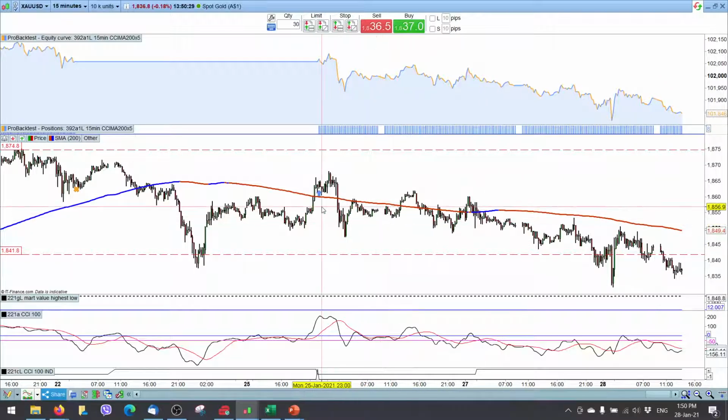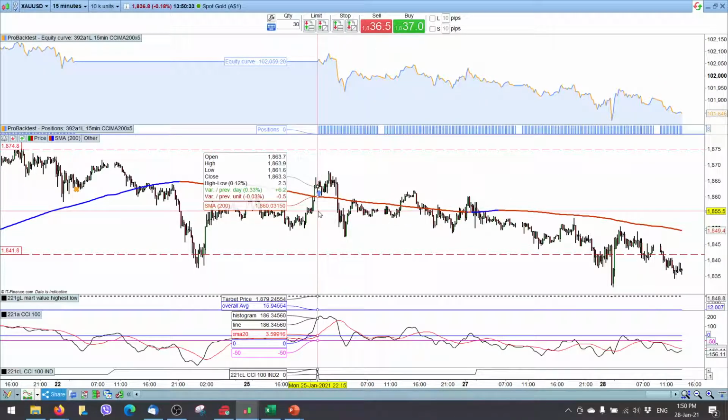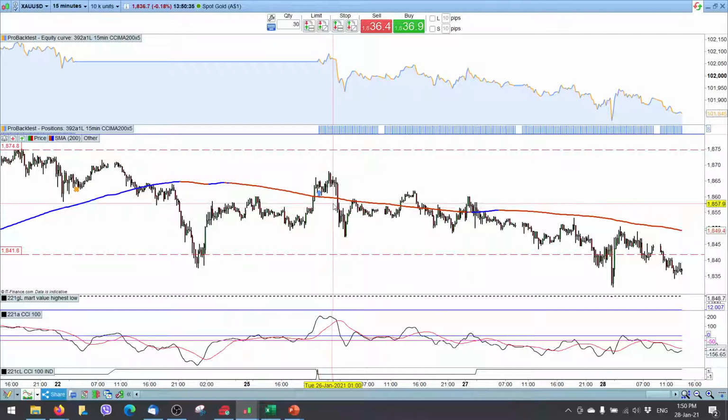That's it for the indexes today. I'll see what happens overnight in the next couple of days. Otherwise, we'll review it again after the weekend.